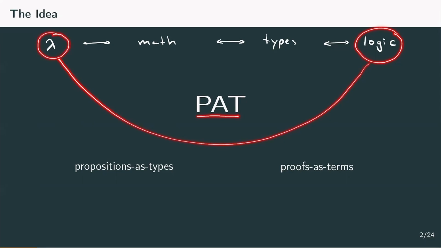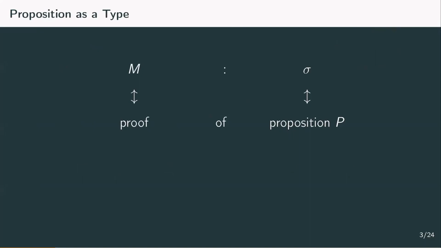This looks as follows. Whenever we have a legal statement M is of type sigma, the type sigma represents some proposition P. And every term, like M, which inhabits this type, is a proof for that proposition. Of course, there may be more than one term with type sigma. This is intuitive, since one proposition can be proven in many different ways.